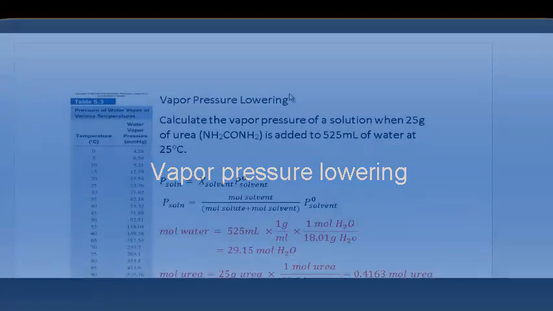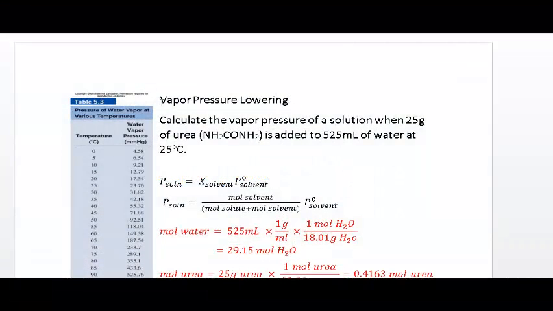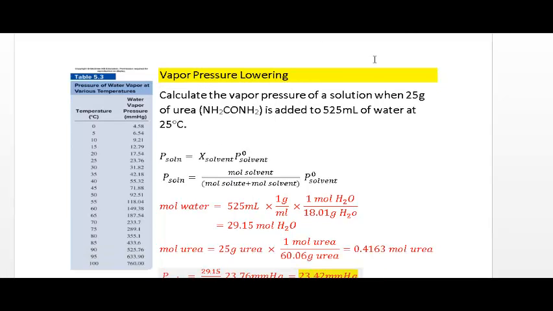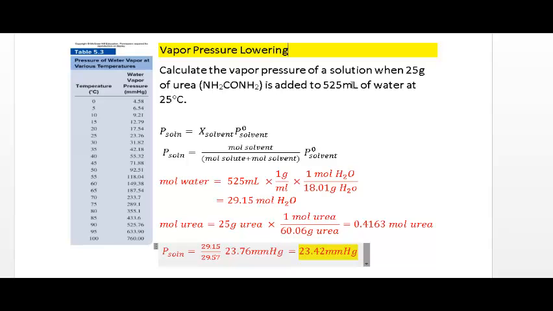Here are some problems involving four of the colligative properties. So first, let's look over the problem involving vapor pressure lowering. In this particular case, the solvent alone will have a vapor pressure. That's usually temperature dependent. And the minute we add a solute, the vapor pressure is going to get lowered.